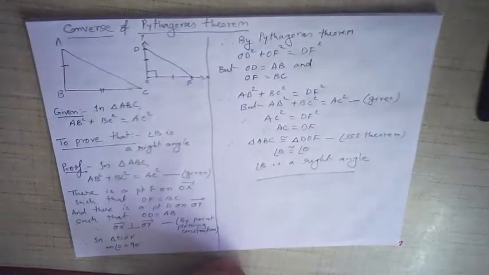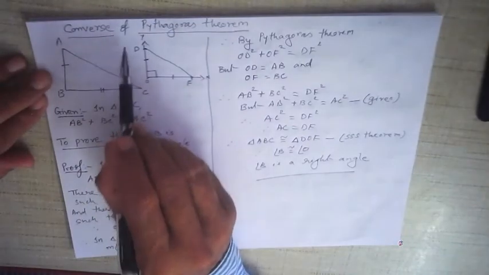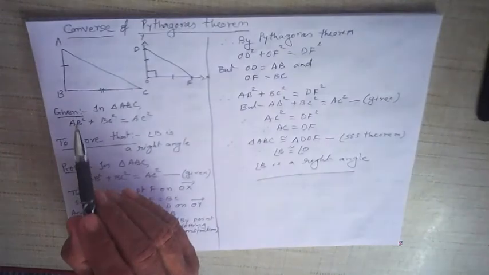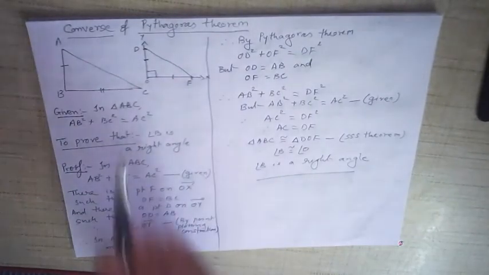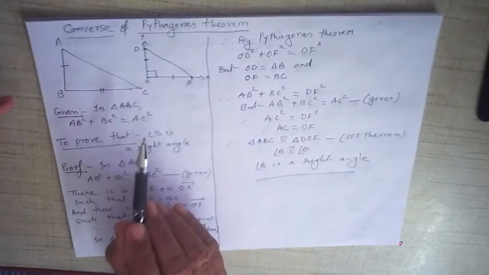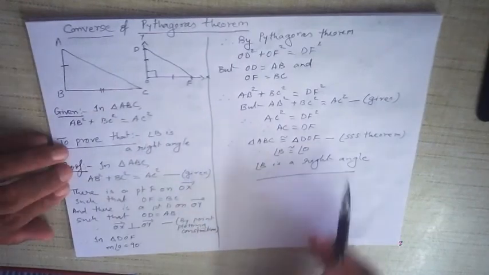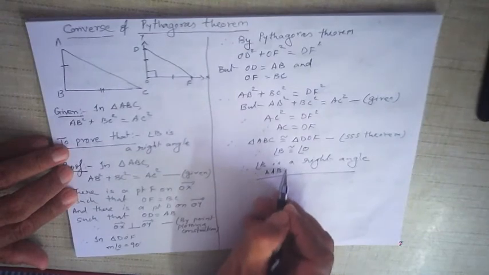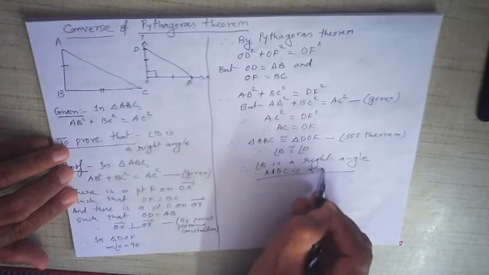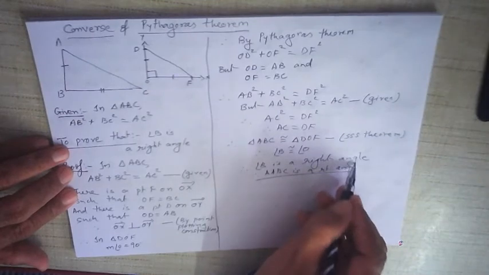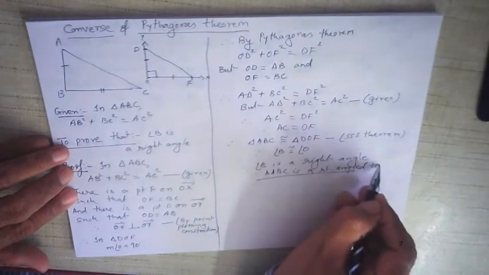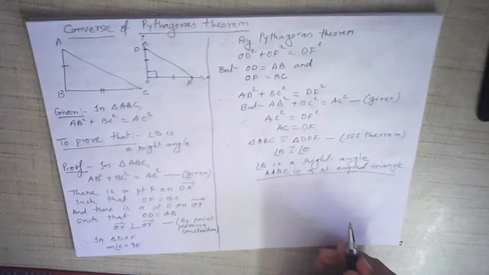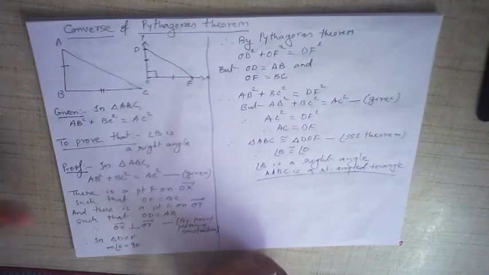Alright, let's revise this once again. We have done Pythagoras theorem. This is converse of Pythagoras theorem. What is given in the Pythagoras theorem is that the triangle is a right angle triangle. In this, we are supposed to prove that the triangle is a right angle. Angle B is a right angle. Therefore, you can say triangle ABC is a right angled triangle, because one angle is a right angle. But the important thing is that it is the opposite of Pythagoras theorem.